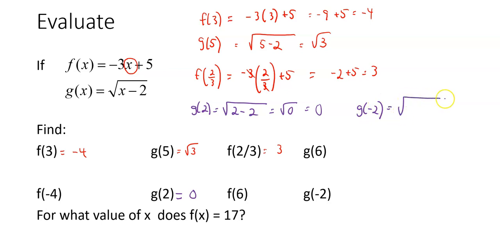G of negative 2 would be the square root of negative 2 minus 2. Again, I'm just replacing those x's with whatever value they give me. Negative 2 minus 2 is negative 4. Square root of negative 4 does not exist in the set of real numbers. It exists in the set of complex numbers, but I'm not there right now. So if I'm just trying to keep it real, then this does not exist. Or we could say it's undefined.